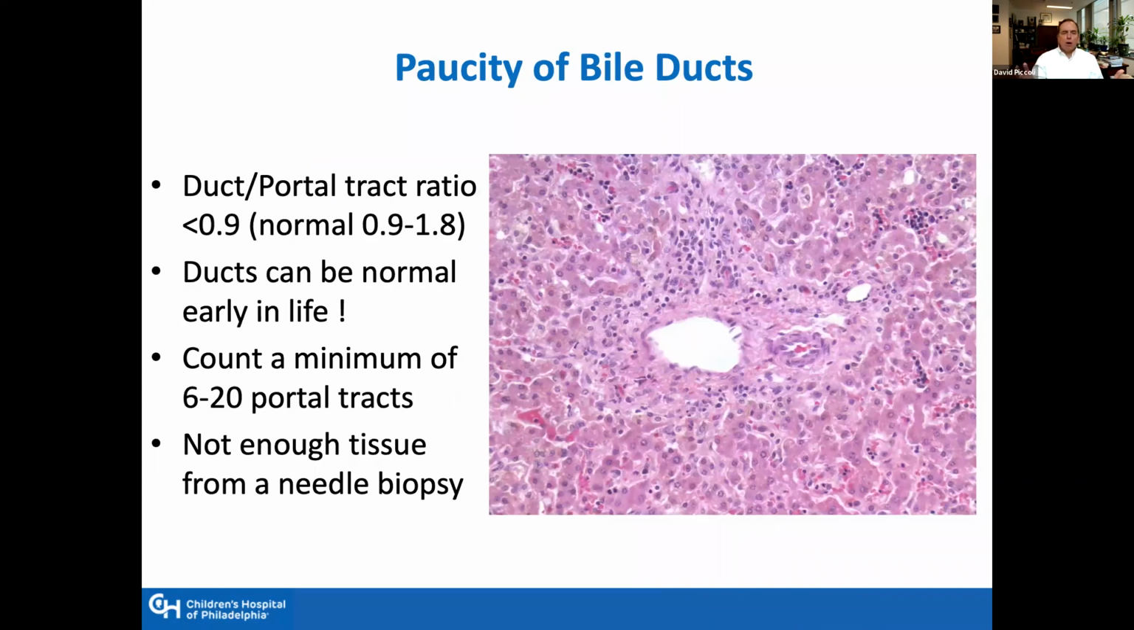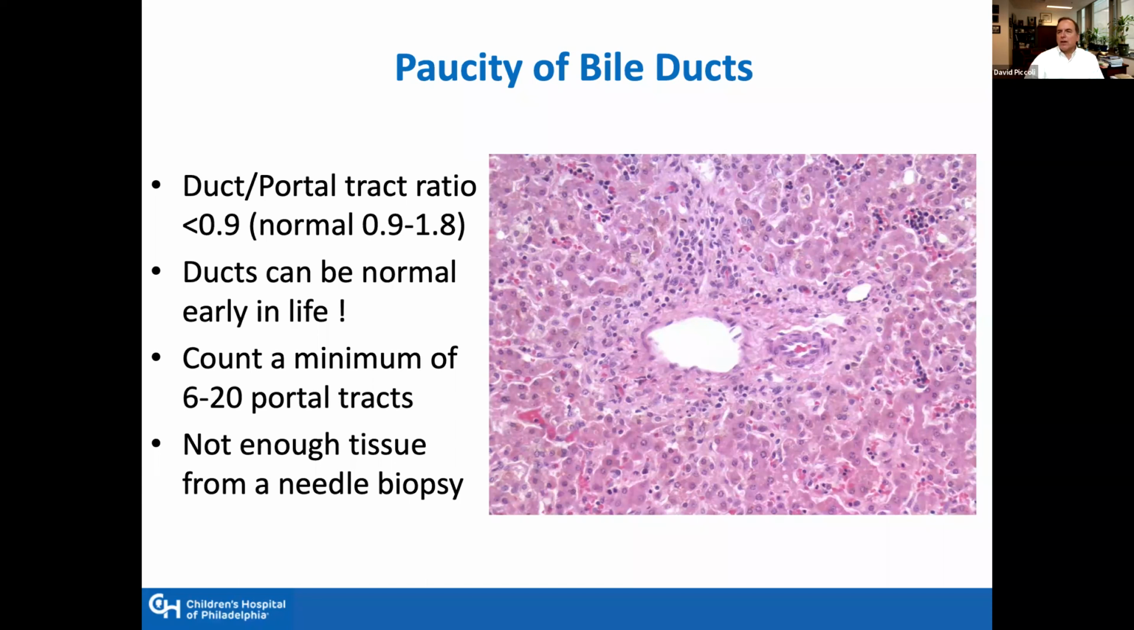So we talk about paucity of bile ducts, which is an absence or a decrease in bile ducts. And the numbers aren't really specifically important, they are to a pathologist. But in Alagille syndrome, the ducts can actually have a normal number early in life, even if the infant is symptomatic. And when this was all started, and for about 20 years, there was a lot of controversy about how many ducts a pathologist needed to count in order to say that there was paucity.